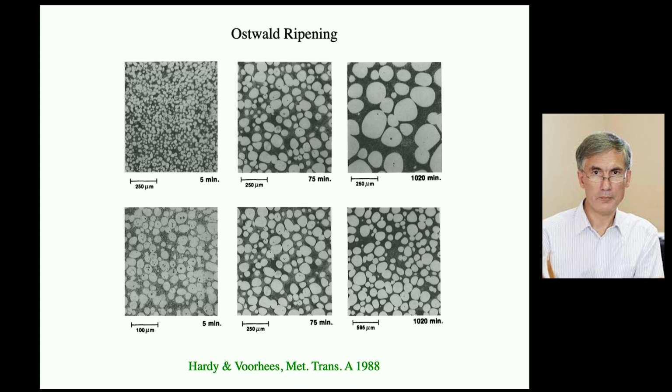So this is an example taken from metallurgical literature. This is a lead-tin alloy, and you're looking at the tin phase. Here you have 3 photographs at the same scale, 250 microns, and you see from 5 minutes to 75 minutes to 1,000 minutes that the length scale has increased. These crystals have become bigger. And the other thing that you see, so these have now been rescaled. So this is 100 microns, this is 250 microns, and this is nearly 600 microns. These pictures look rather self-similar.